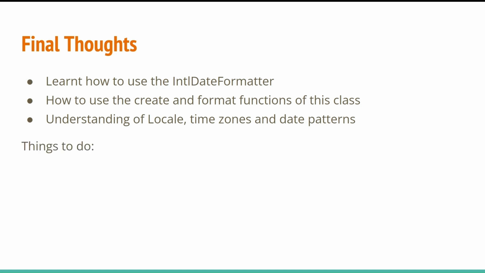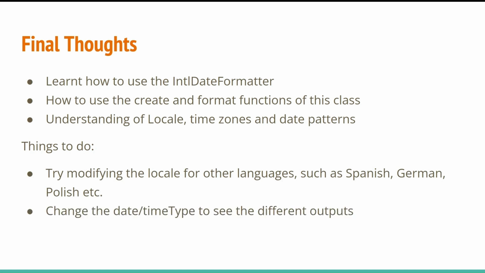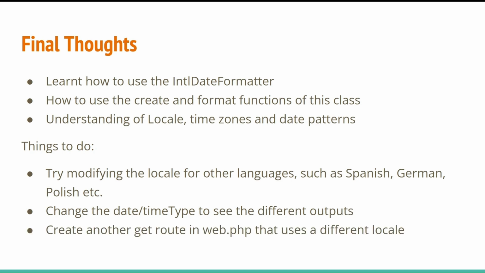And there are a few things that I do recommend you do after this video, such as modifying the code yourself with different locales. I believe there are even some for Polish and Romanian. Changing the date time types to see more what happens if you put in null, what happens if you put in short for the date time, and maybe even go even further, maybe create another route that could say /Spanish at the end in order to produce the Spanish locale.